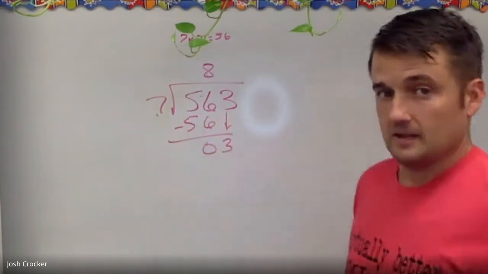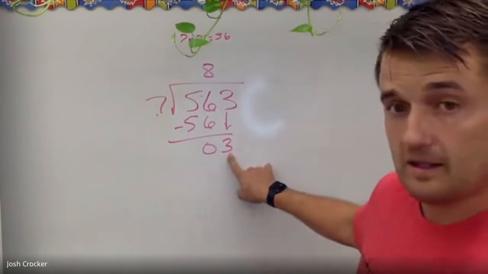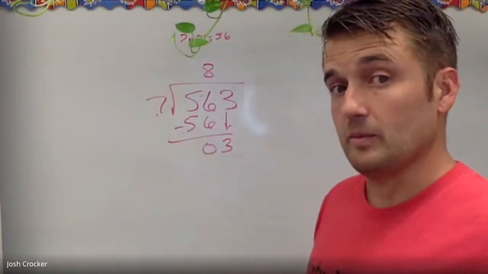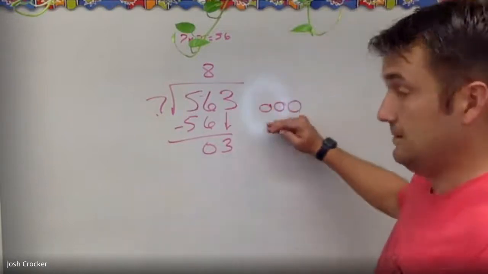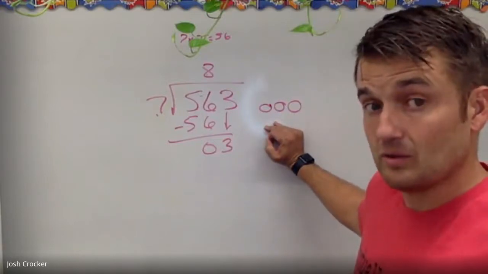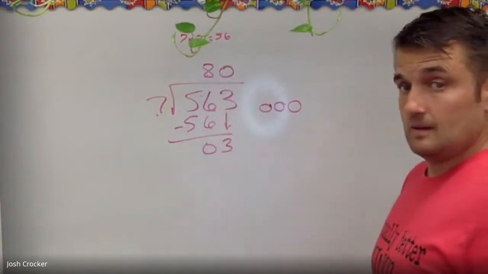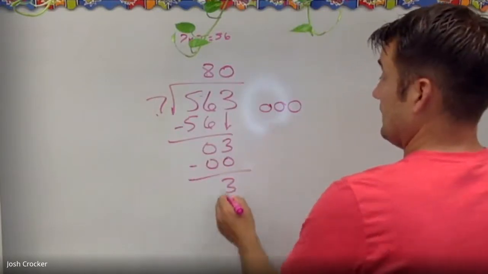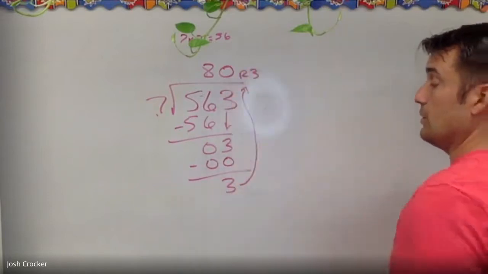Okay, now if you bring down and you get a number that's smaller than this, it's not a problem, but you just have to understand that what we're saying is I have 3. How many groups of 7 can I make? I can't even make a single group of 7. So the answer is 0. 7 times 0 is 0. And now that 3 becomes a remainder because I have nothing else to bring down.